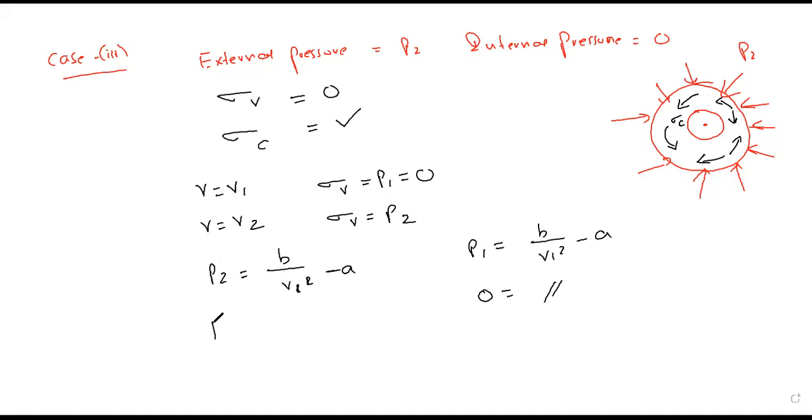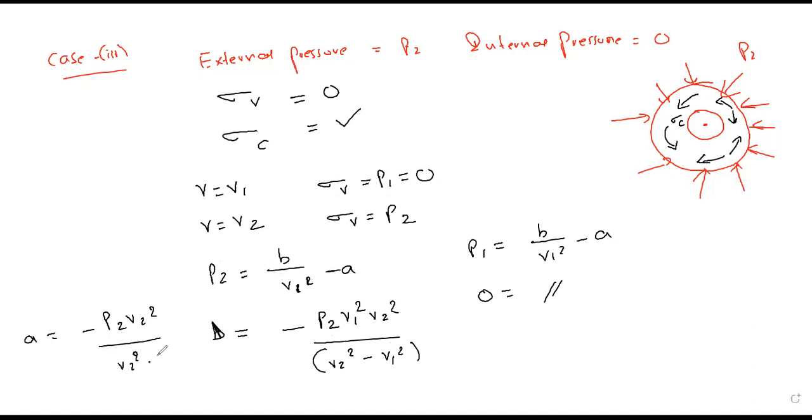So from this, what is your constant B? B is equal to minus P2 R1 square R2 square by R2 square minus R1 square. Okay, and what happens to your constant A? A is equal to minus P2 R2 square by R2 square minus R1 square. Okay, these are the two constants A and B. So by substituting your A, B values, you can evaluate only one stress, that is your circumferential stress.